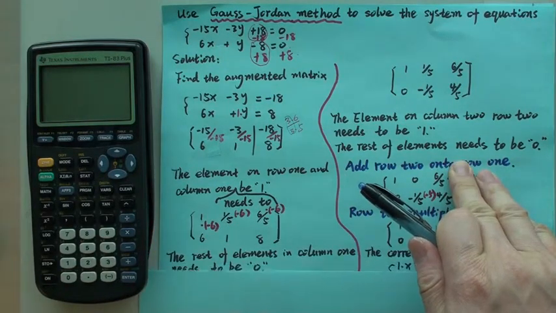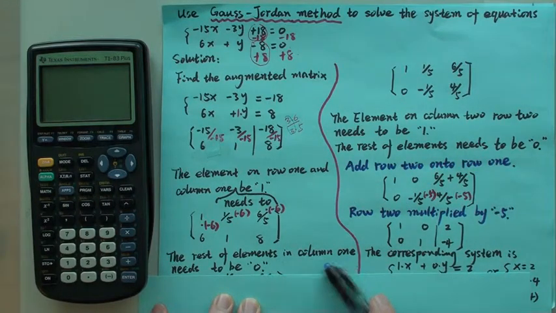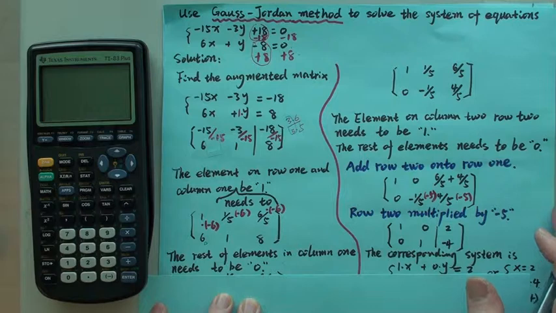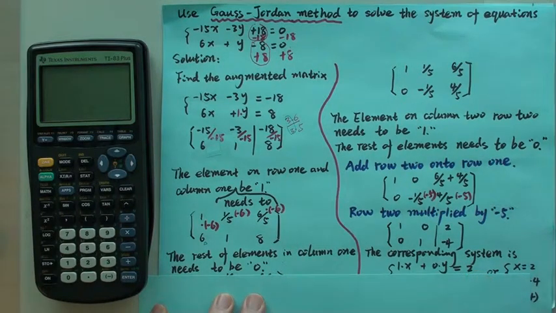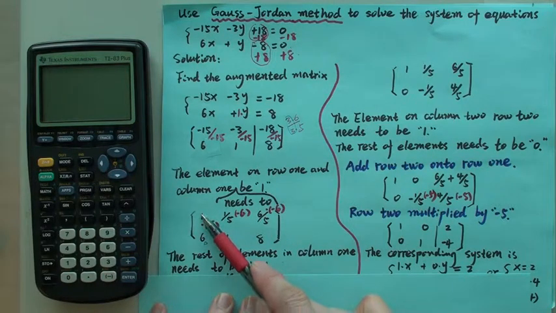Now, step 2 is that the rest of the elements in column 1 need to be 0. That means we need to make this place 0. If you need this place to be 0, you want row 1 multiplied by the opposite of this 6. Here it is positive 6, so if you multiply 1 by negative 6, you have a negative 6 here.